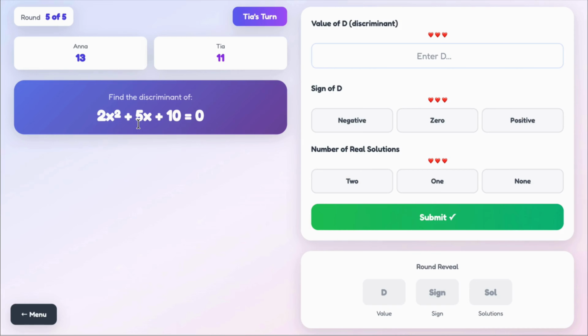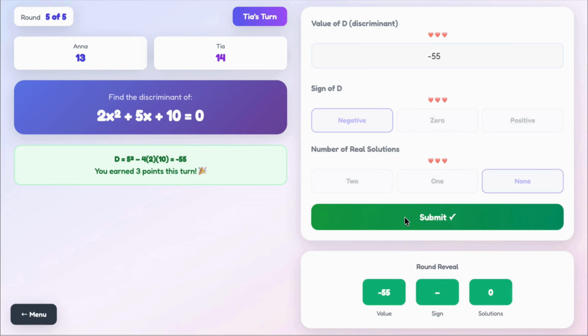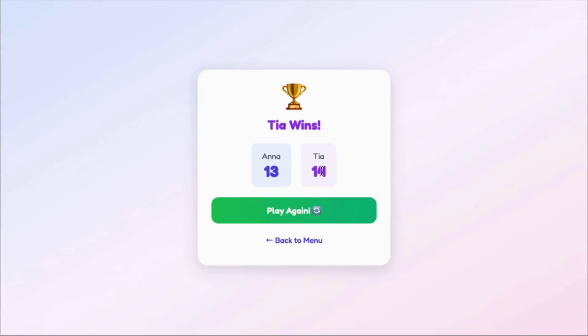So 25, b squared is 25, minus 4 times 2 is minus 8, times positive 10 is minus 80, plus 25, that would be minus 55. So if she gets this all right, then she will win. And that's when we're in the negative, we're in the imaginary world, so no real solutions. And she has won. So Tia wins 14 to 13.